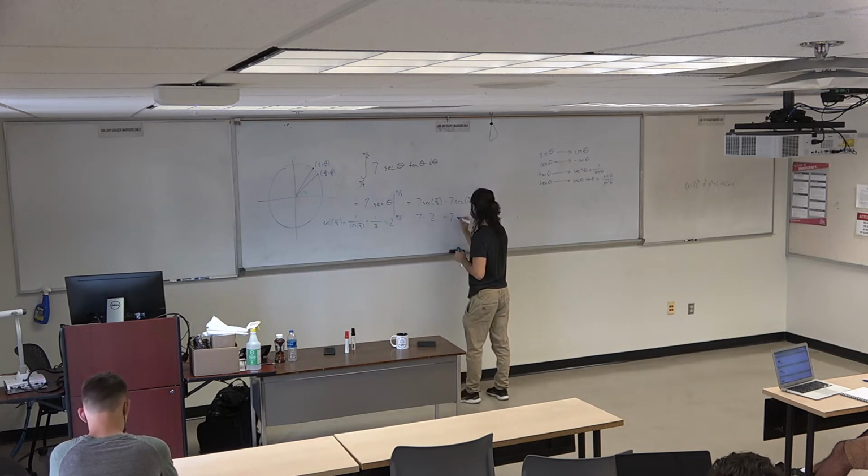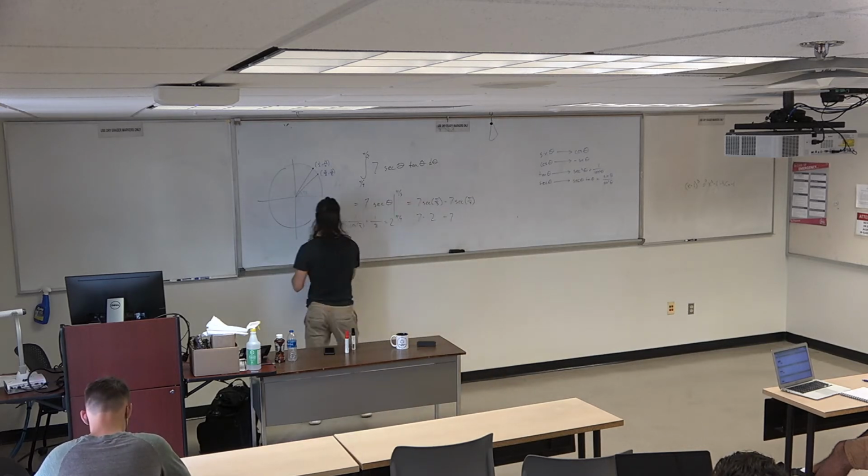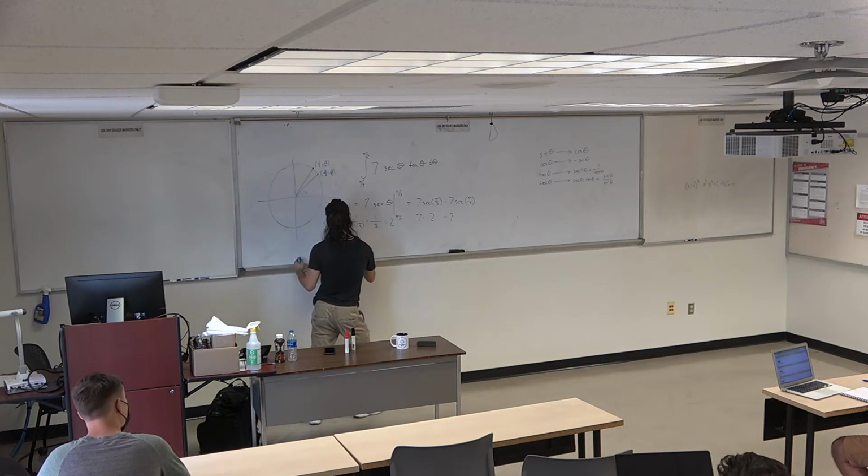Similarly, what's the secant of pi over 4? Well, it's the reciprocal of the cosine of pi over 4.